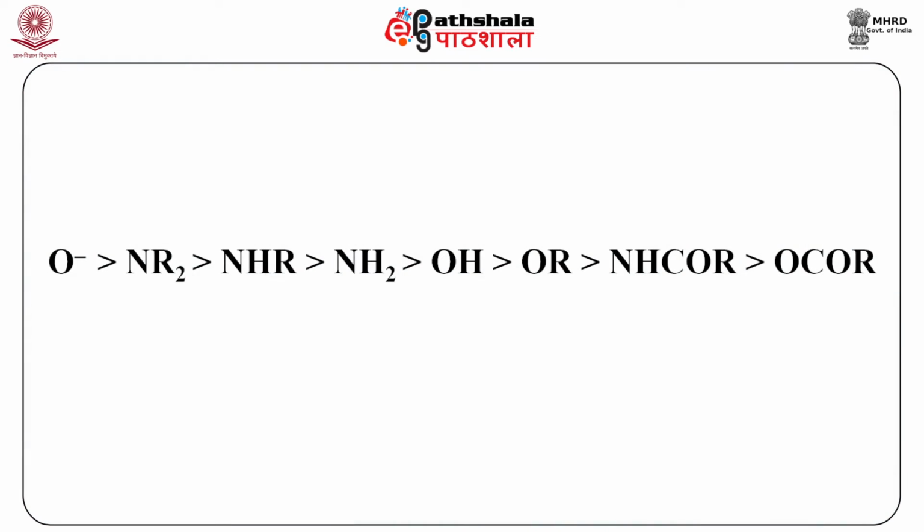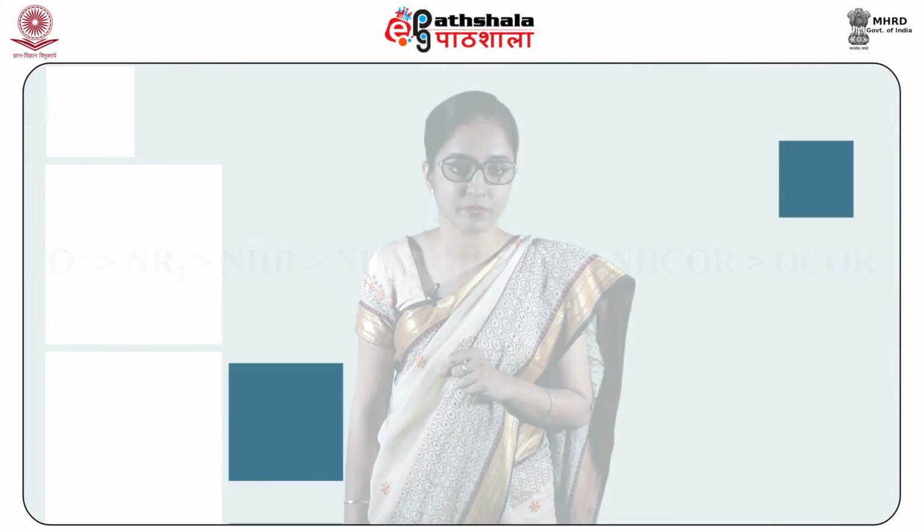O minus is greater than the tertiary amine, that is NR2, then the secondary amine NHR, then the primary amine NH2, followed by hydroxyl, ether and the substituted amine NHCOR, followed by the ester. The latter two are less reactive, or less activating, than the others, because the lone pairs on the heteroatom are to some extent also being delocalized onto the carbonyl group which is present.